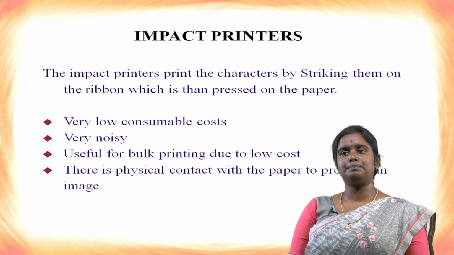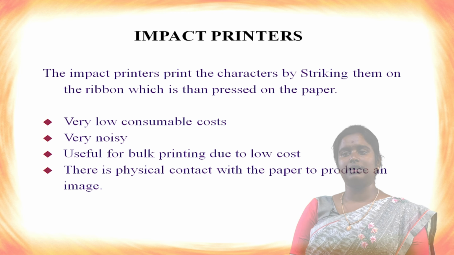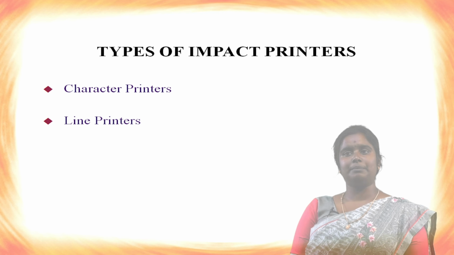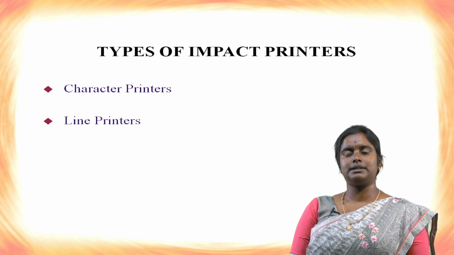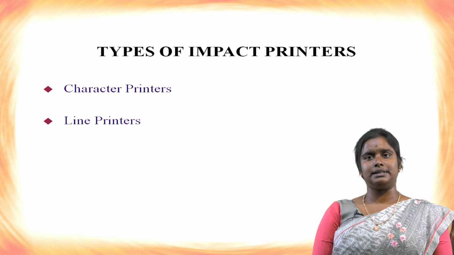The impact printer prints the characters by striking them on the ribbon, which is then pressed on the paper. Very low consumable cost, very noisy, useful for bulk printing due to low cost. There is physical contact with the paper to produce an image. Types of impact printers: character printer and line printer. First we see the character printer.